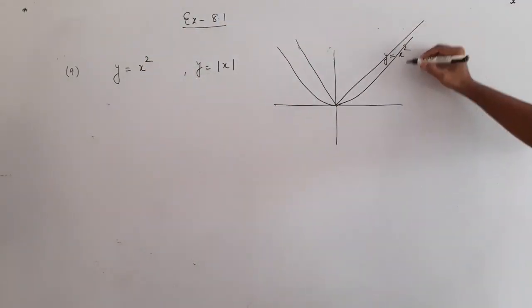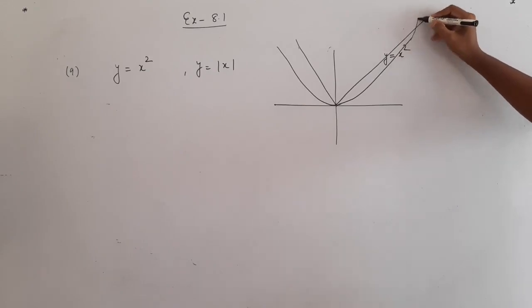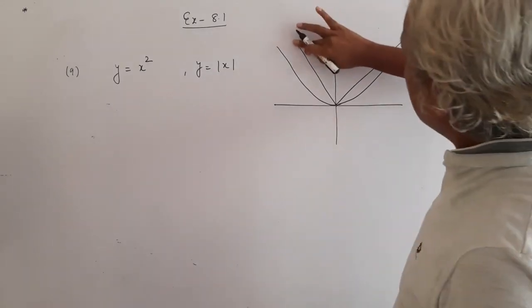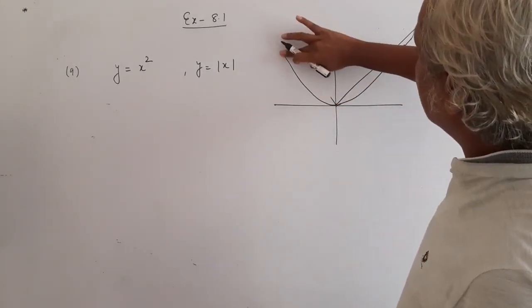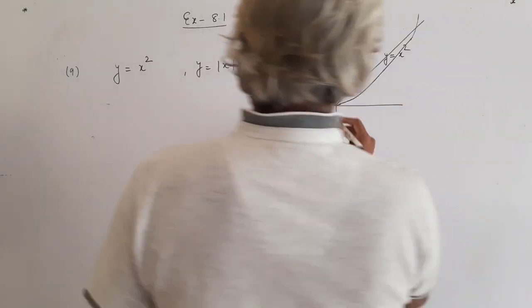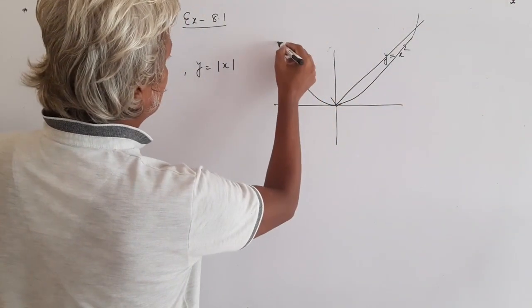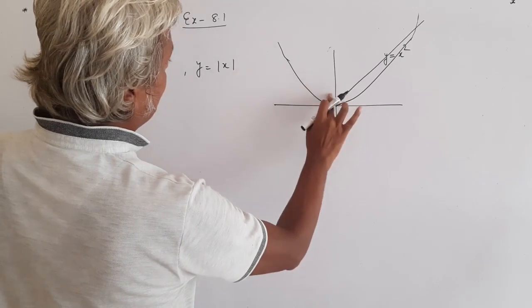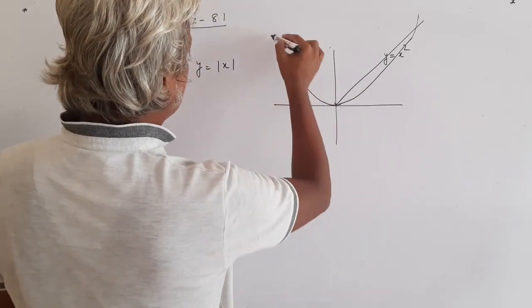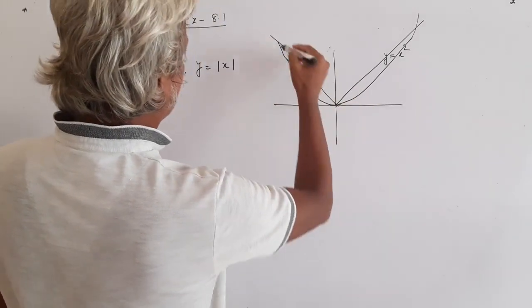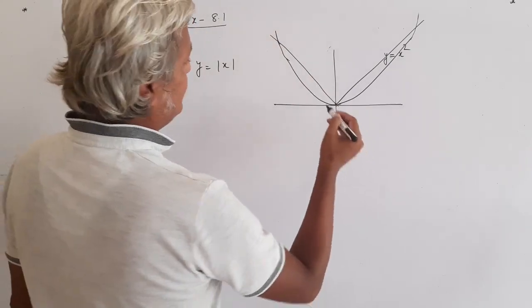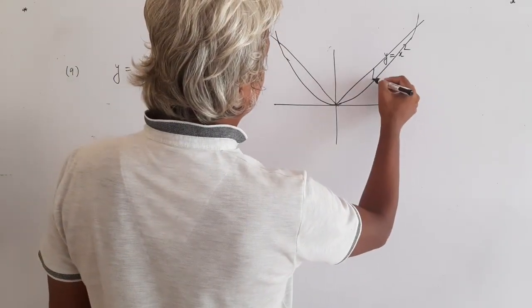So it means my parabolic function should come somewhere like this, so that it traps a certain part of the area. I write my mod function like this. Okay, it means we have to find this area.